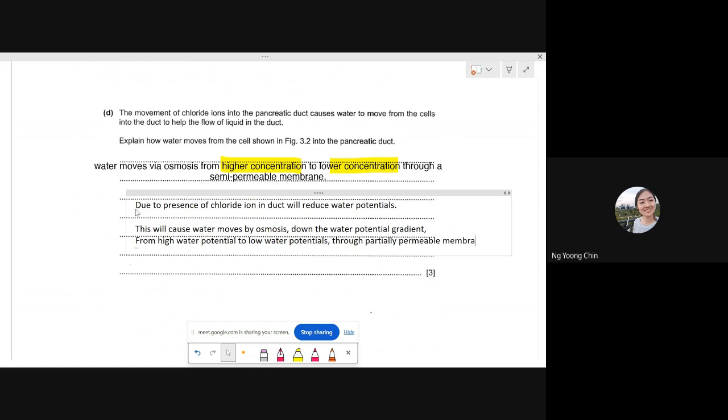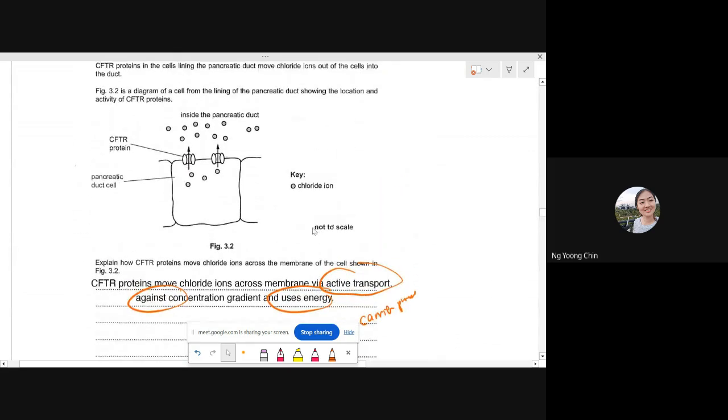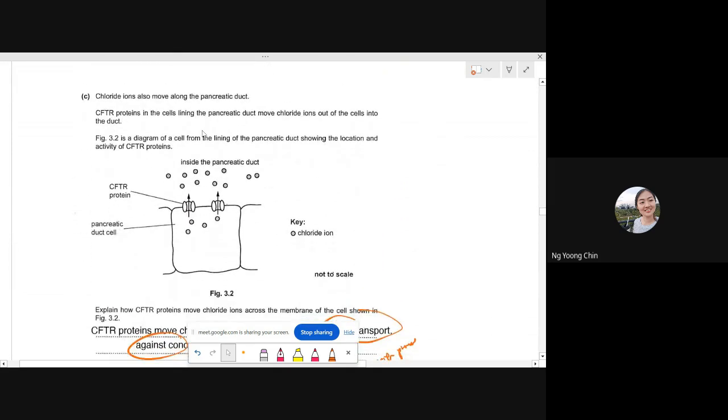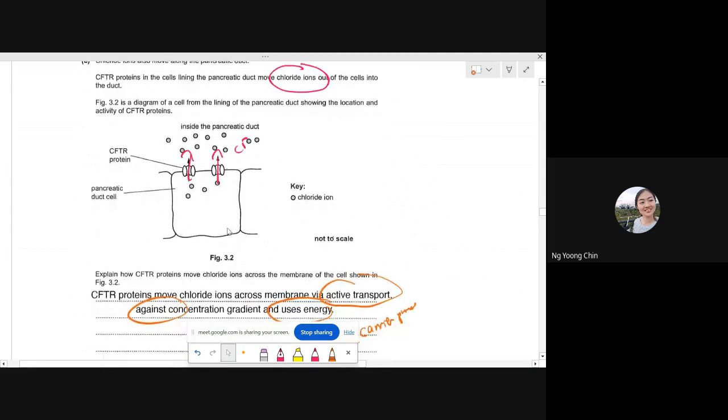But if I'm the examiner, I think I'll give you 1 mark, okay? Because at least I saw the keyword osmosis. I saw the keyword of the semi-permeable membrane. Just like this is not really correct, this one. Actually what this means is that this CFTR protein is a kind of carrier protein found inside the pancreatic cell. So what they do is they will help to transport the ions. They will transport the chloride ions out of the cell to the duct like this. Okay, they pump out, by the active transport.